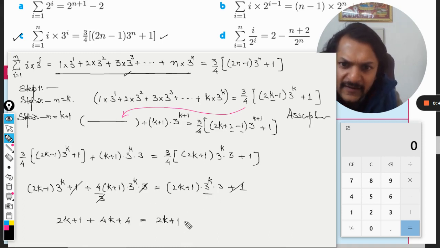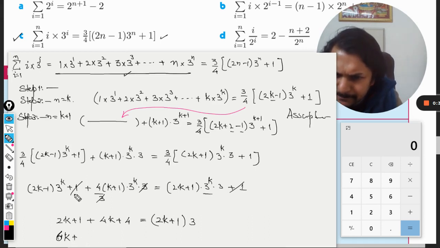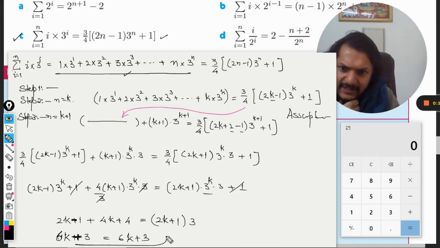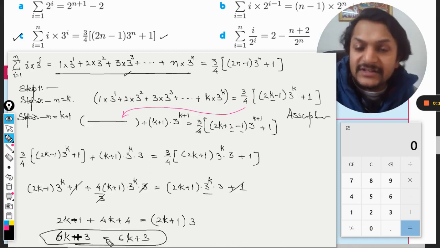This 3 to the power k, (2k plus 1) into 3. This gets cancelled out. So it will be 6k, sorry, 2k minus 1, 6k minus, oh sorry, plus 3. And here we have 6k plus 3. Yes. So right hand side is equal to left hand side, my dear students.